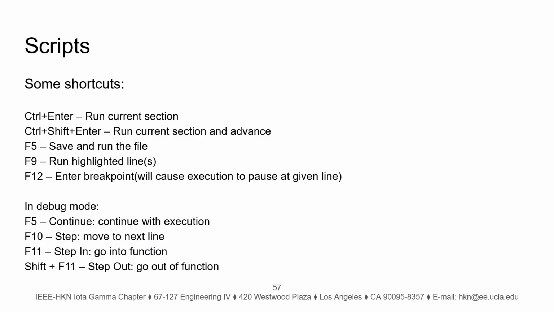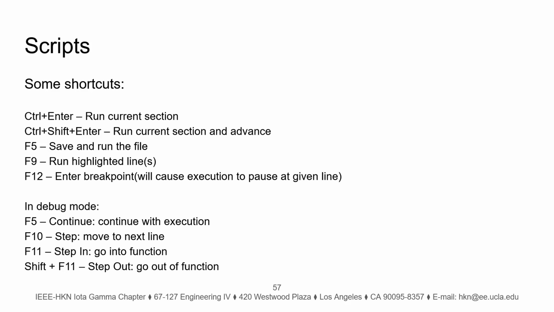Some shortcuts. Here we have Control Enter to run the current section, Control Shift Enter to run the current section and advance, F5 to save and run the file, F9 to run highlighted lines, F12 to enter a breakpoint, which causes execution to pause at any given line.